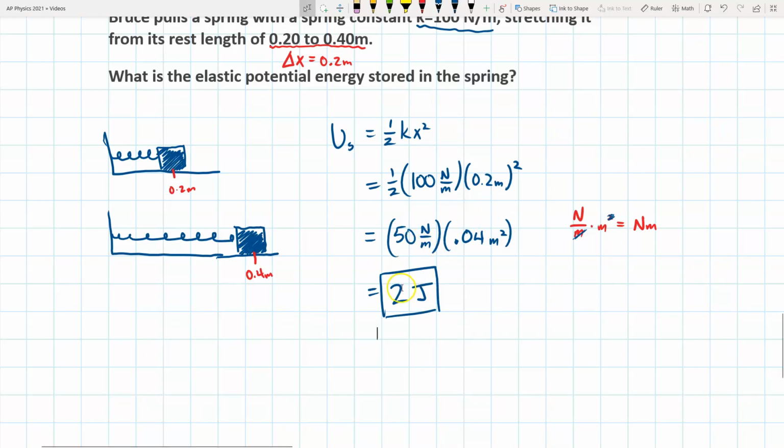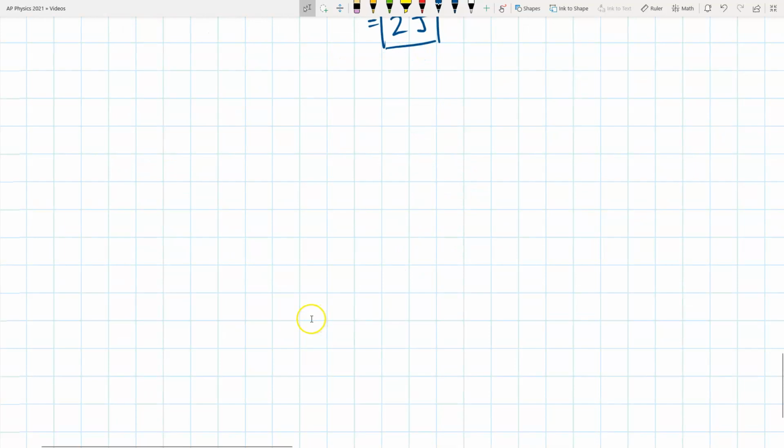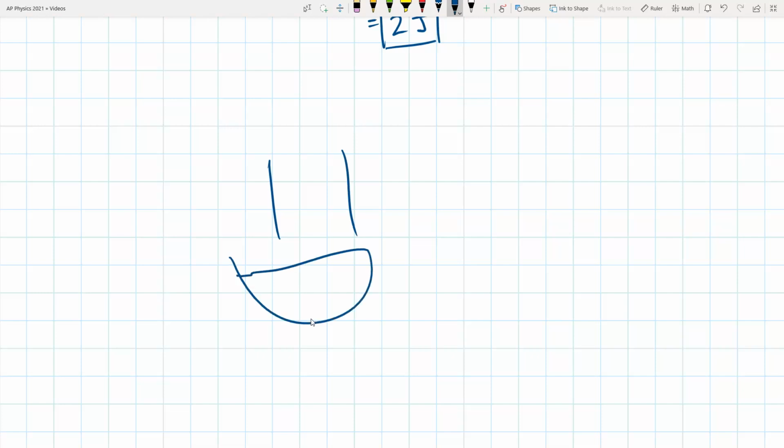All right? So that is it. We had Hooke's law and elastic potential energy. So nice job. You can't see my face, but nice job, everybody.